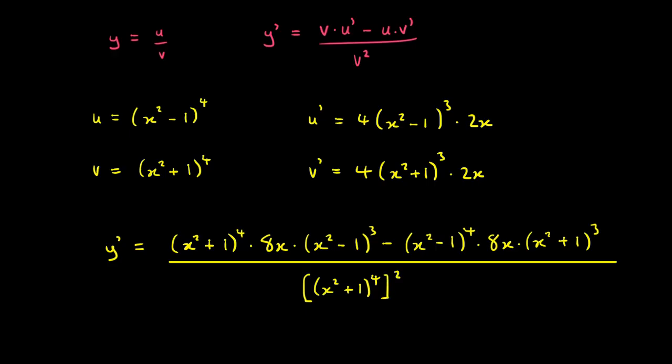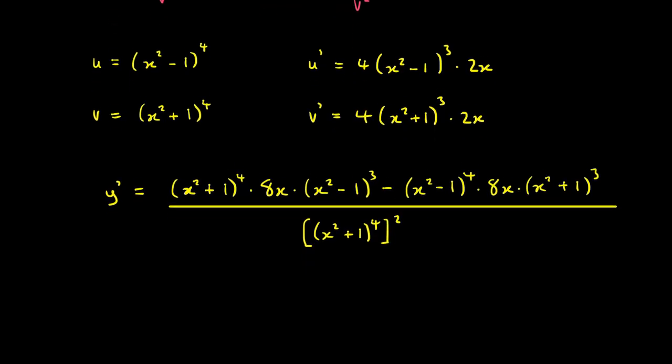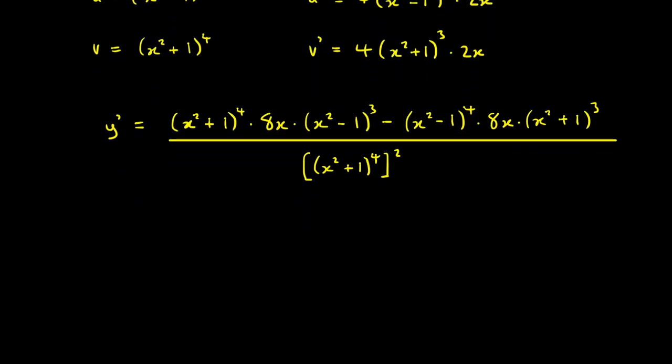So we've already done most of the work. Now essentially what we're going to be doing is simplifying. How can I simplify? Well, I think what we really need to do is factorize the numerator. So what are the common factors? Well, we've got x squared plus 1 and x squared plus 1 here, so we can factorize out x squared plus 1 to the power of 3. What else can we factorize out? We've got 8x, so that's easy enough. We can factorize out the 8x.